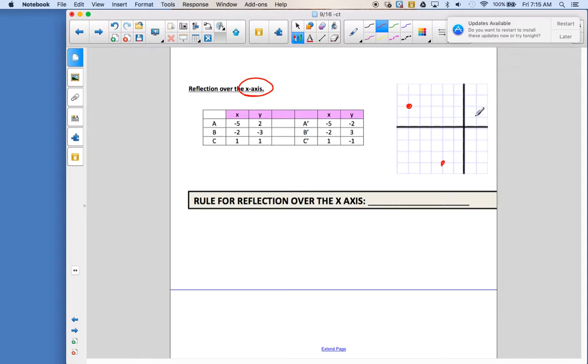So 1 to the right, up 1. It's a big triangle. Okay, let me connect these the best that I can. That's a hard one for me there. Okay, so there's our first triangle, and we're reflecting across the x-axis. So the x-axis, if you want to go over that extra dark, is right there.